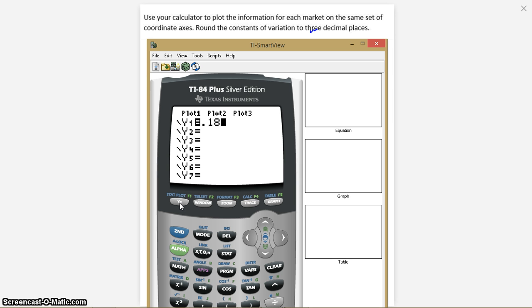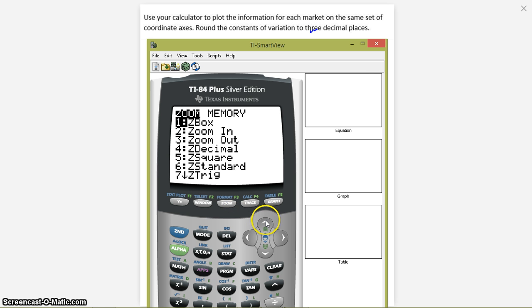So 0.18x, and that's this button here. And then arrow down to the next one, and we're going to put in market B, which was 0.21, and then x. So here's our equations, right? And let's do a zoom fit and see what that looks like. So you hit zoom, and then zoom fit is after 9 down at the bottom, 0 there. And let's see what happens.